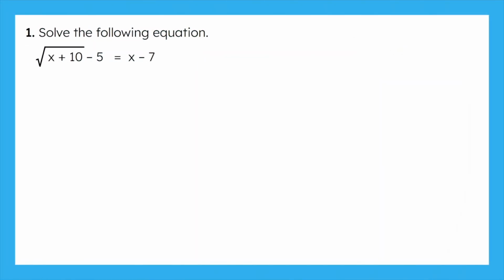We'll start with the equation the square root of x plus 10 minus 5 equals x minus 7. How can we get this to a more familiar form? We can add 5 to both sides, eliminating the 5 on the left side and turning the right side into x minus 2. See how this is like the single radical equations you solved in our last lesson?